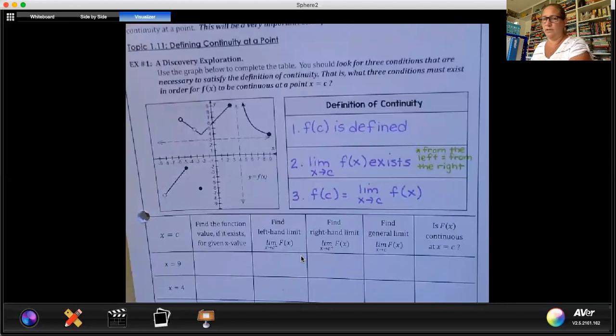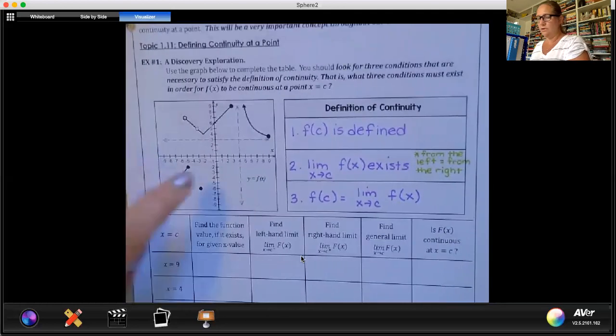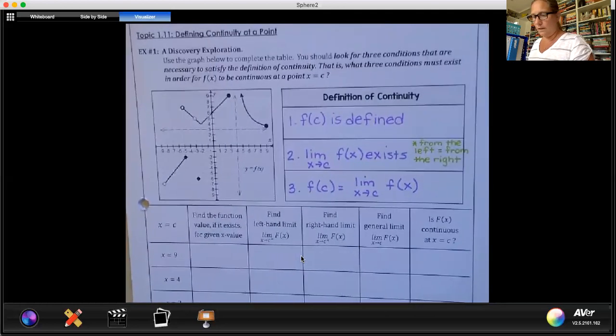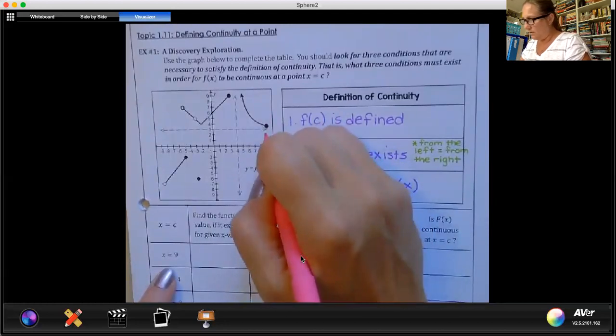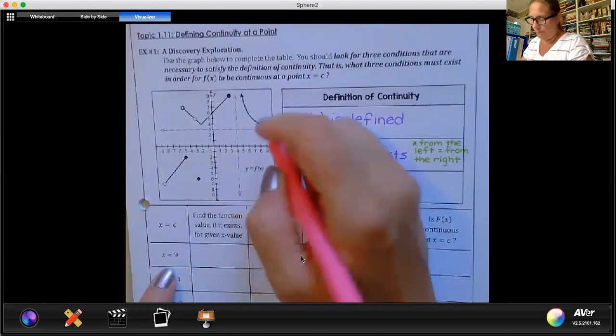We're going to start by doing this chart here. So using the graph, find the function value, if it exists, for each given x value. So at x equals 9, the function value is about 3.5.